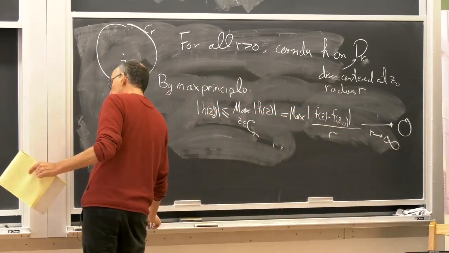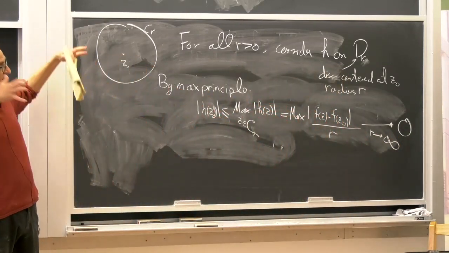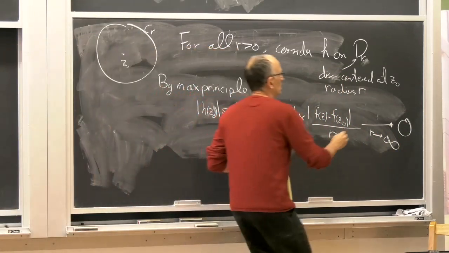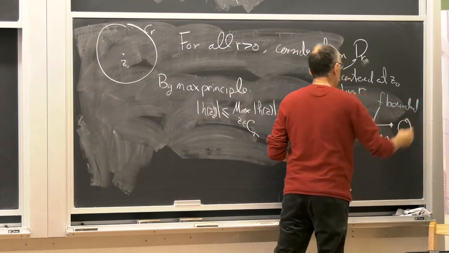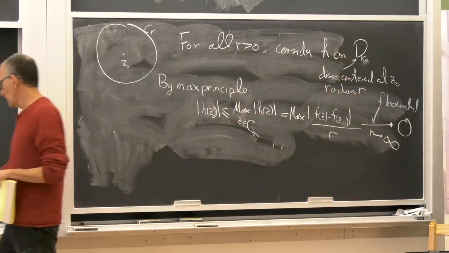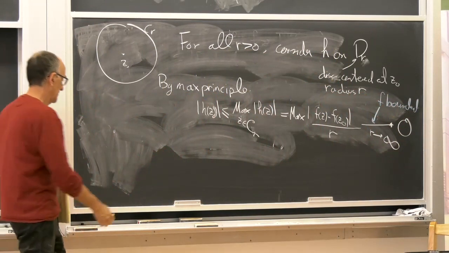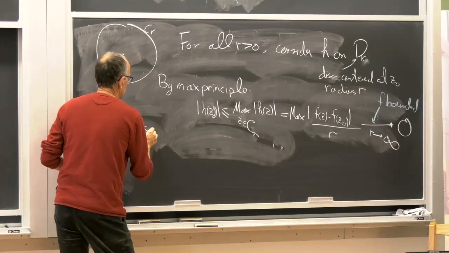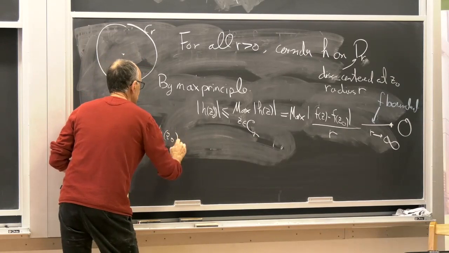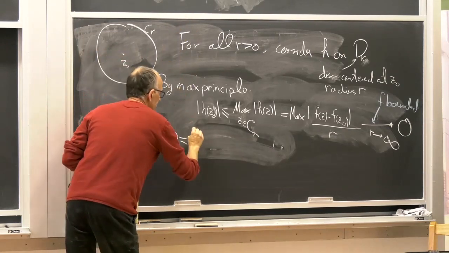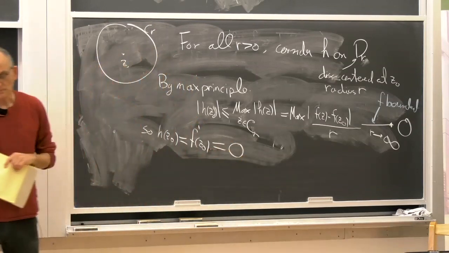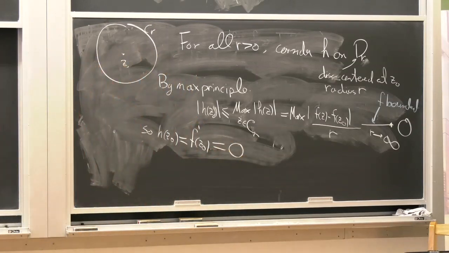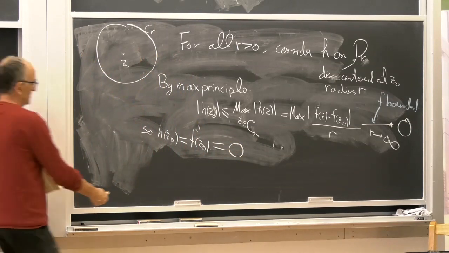The function is defined everywhere, so we can make the circle as big as we want, because f is bounded. So the numerator is bounded, and the bottom goes to zero. So h of z zero, which you remember is just the derivative, is zero. So we do it for every z zero.